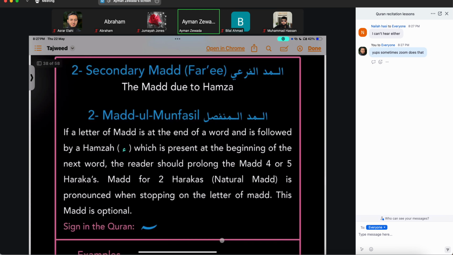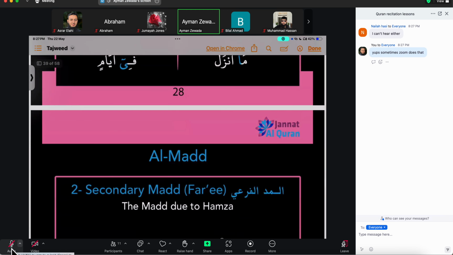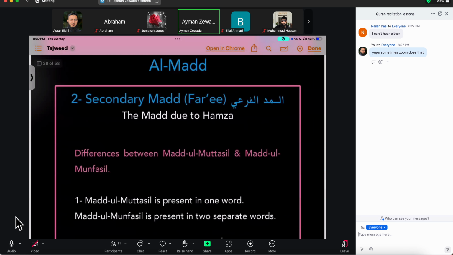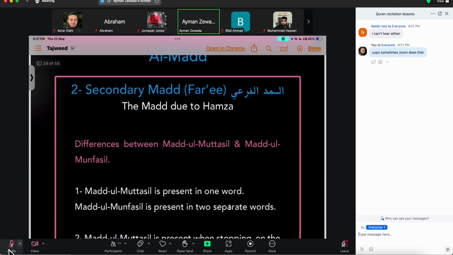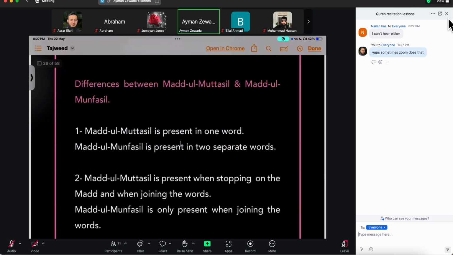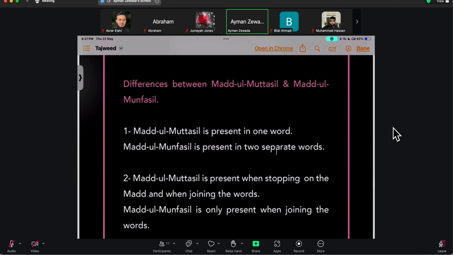Okay, now moving on to the next type. Again, we're still on the far'i mad, and we're still on the mad due to hamza. This is the difference between al-muttasil and al-munfasil. Remember, al-muttasil is one word, al-munfasil is two words.